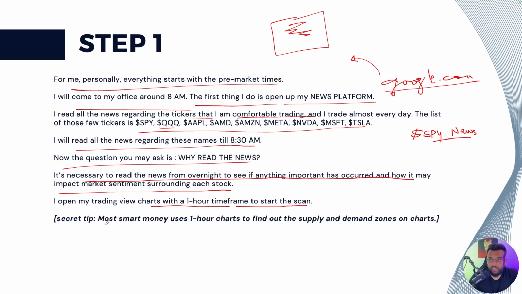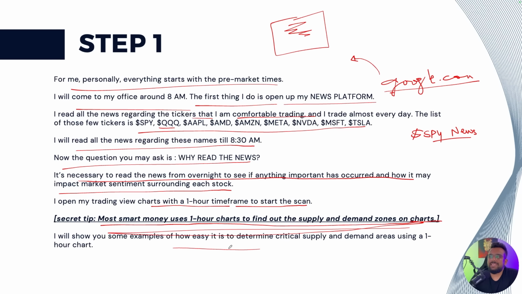All right, secret tip. I learned this tip from somewhere I don't exactly remember, but most smart money uses 1 hour charts to find out the supply and demand zones on the charts. Most of them use 1 hour charts, and smart money is the big hedge funds, big money managers. So I'll show you some examples of how easy it is to determine critical supply and demand areas using a 1 hour chart. Okay, you ready for it?